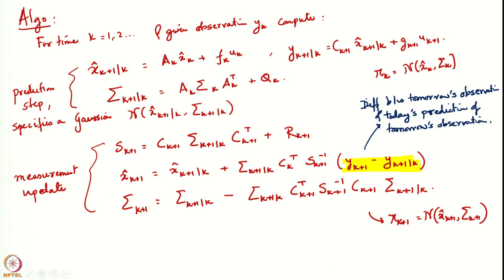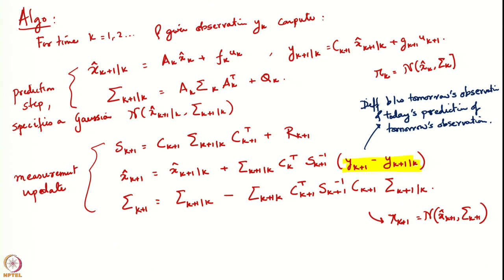So it's this difference between what you actually see tomorrow and what you think you would see, or what you predict you would see tomorrow, based on the information that you have so far. This is precisely the additional information that you have learnt from the new observation, that you did not know from all the previous information that you already had.